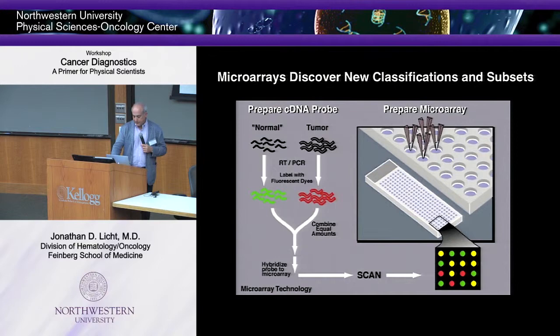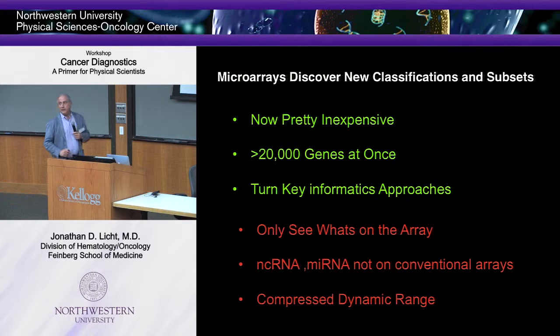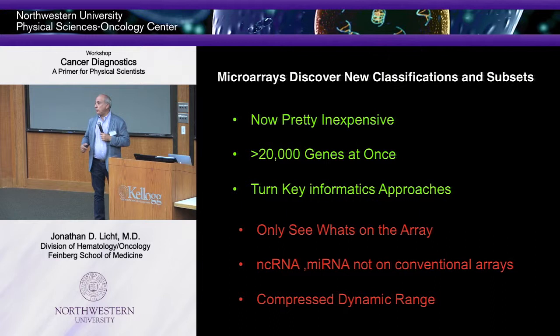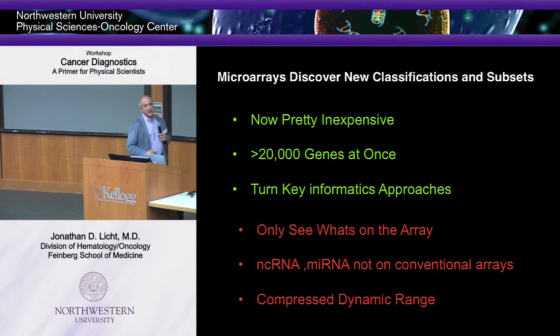So the advantages of microarrays now, they're pretty inexpensive. We can do a microarray analysis on a chip, about $150 to $200 a sample. You get greater than 20,000 genes all at once, if you can figure out what to do with that information. And there are some turnkey informatic approaches. There are programs that even I can't screw up now, so you can analyze this.